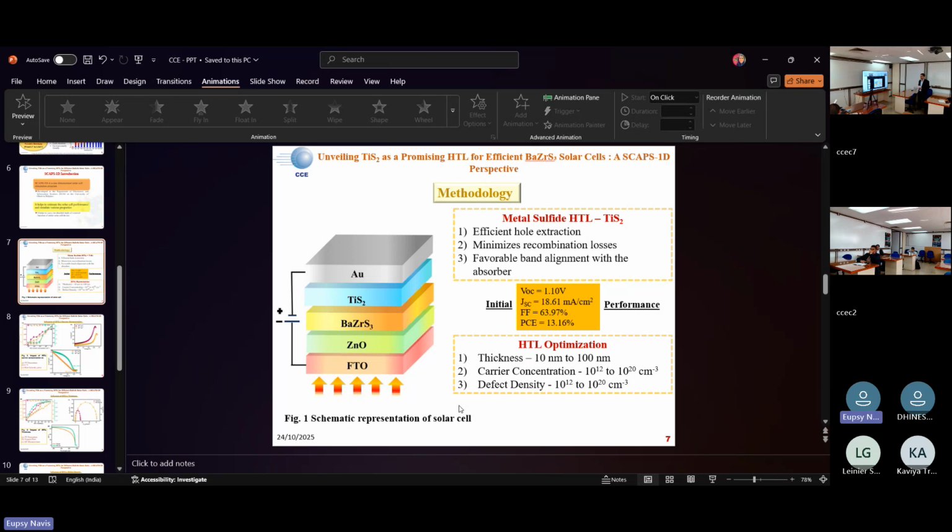In experiments, we can use various techniques like electrodeposition and chemical vapor deposition to get our desired thickness for our HTL. Similarly, for carrier concentration, we can use doping techniques to increase the carrier to achieve the desired carrier that we have simulated over here. And for defects, this HTL is more prone to sulfur-related defects, so we can use sulfurization techniques to get the desired defects that we have optimized via simulation software.